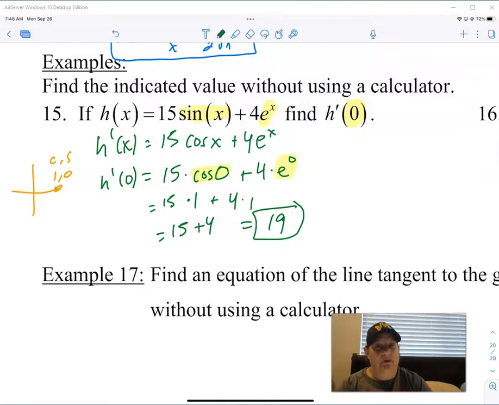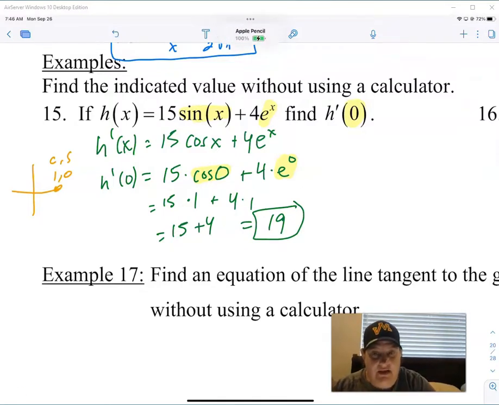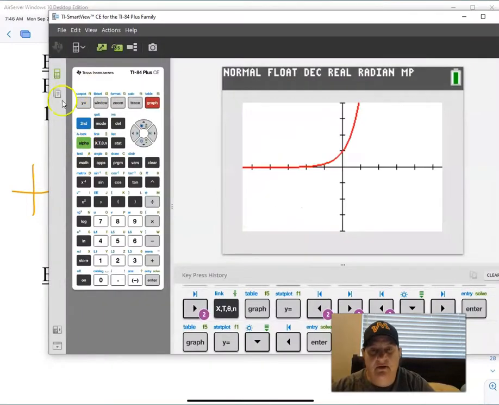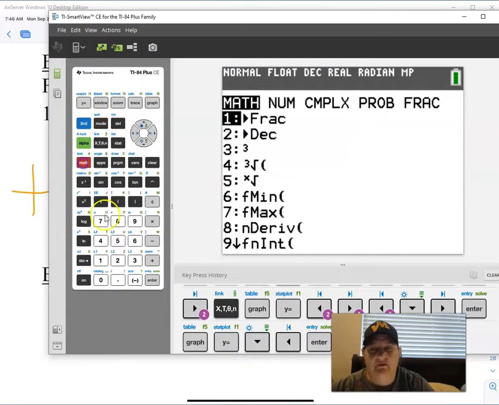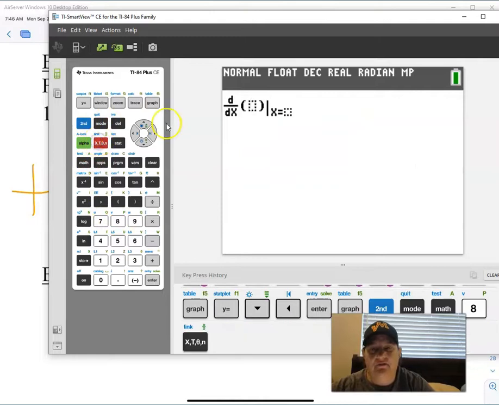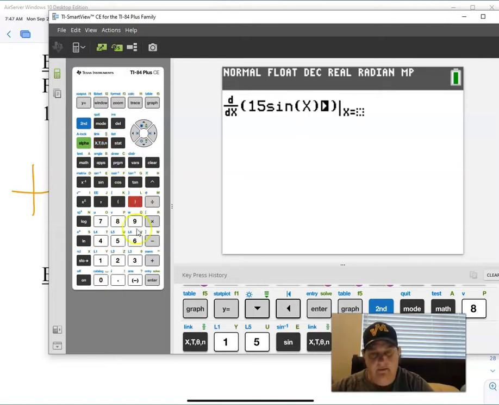Now, I did that without using a calculator, but if I want to check it, you guys, we can actually check this. It's pretty cool. Okay, let's go over here. Let's go back to our home screen. Go math 8. Let's find the derivative of, okay, so it was 15 sine x plus 4 e to the x.